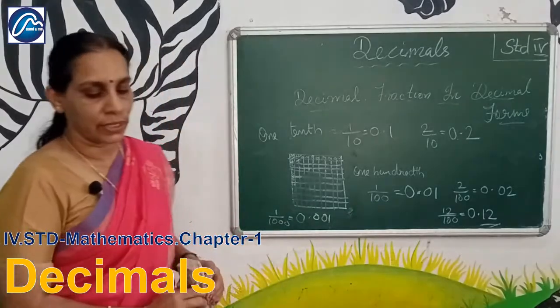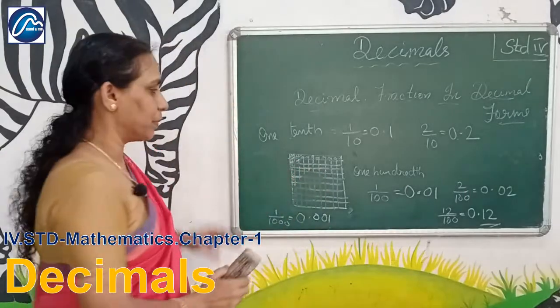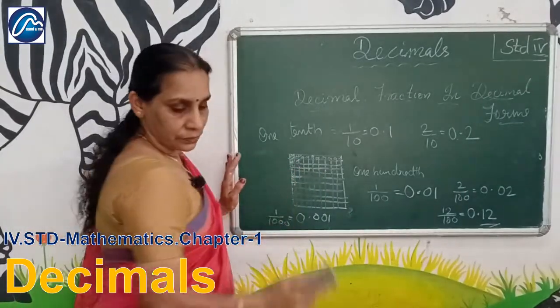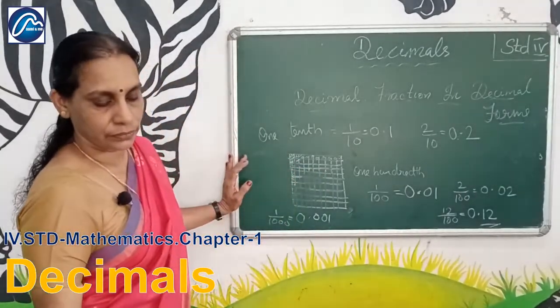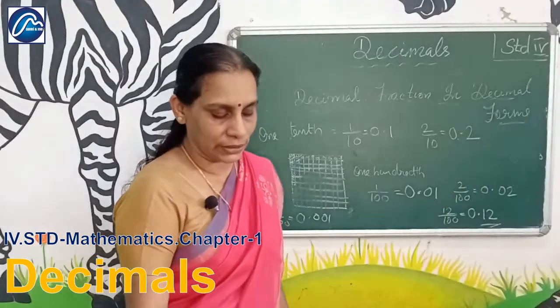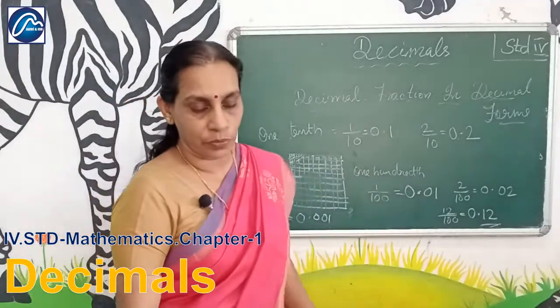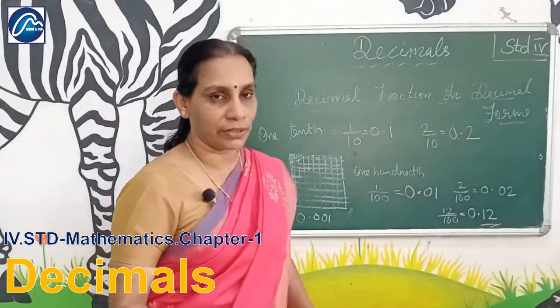Okay. Next one, position of decimal point in a decimal number. That is what we have mentioned here. This is the position. I will give you more examples.